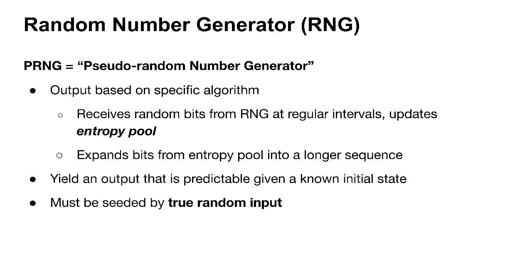PRNG stands for pseudo random number generator. Output is based on a specific algorithm. It receives random bits or entropy as an input from some kind of entropy pool, and then expands those bits out into a longer sequence. So the benefit here is that the output is predictable given an initial state. And it must be seeded by a true random input. Otherwise, like that previous bullet point said, your output is always going to be the same.